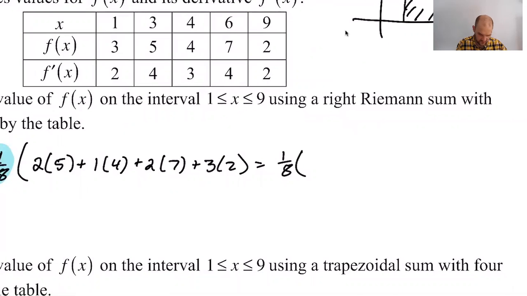So 10, 14, another 14 is 28, and then 6 is 34. So I think we get 17 over 4.